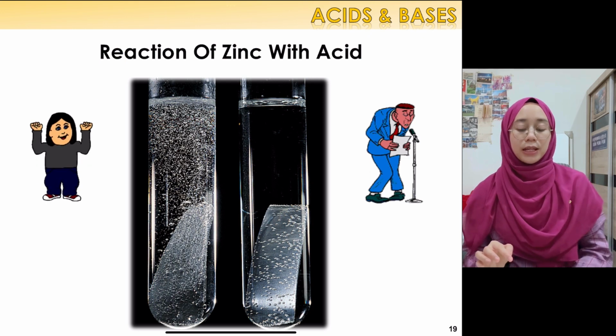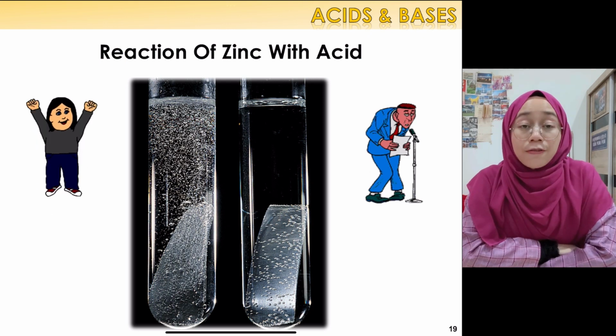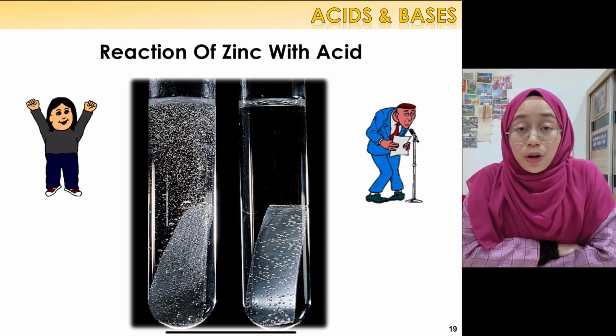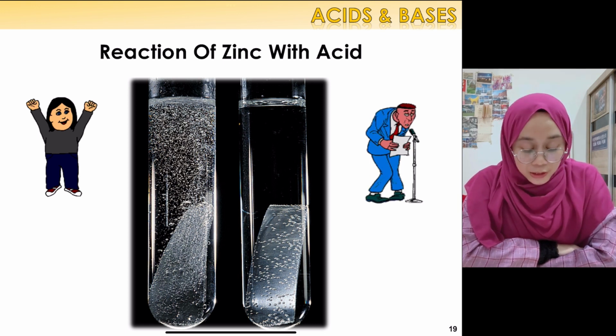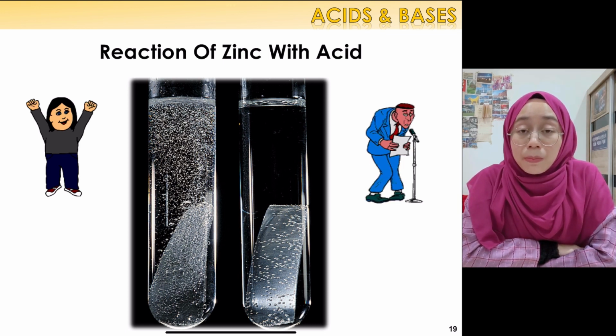Okay, so reaction of zinc with acid. So I think it's quite obvious. Kat sini kita ada dua acids. One is strong acid, another one is a weak acid. So on the left side we can see more bubble produced.